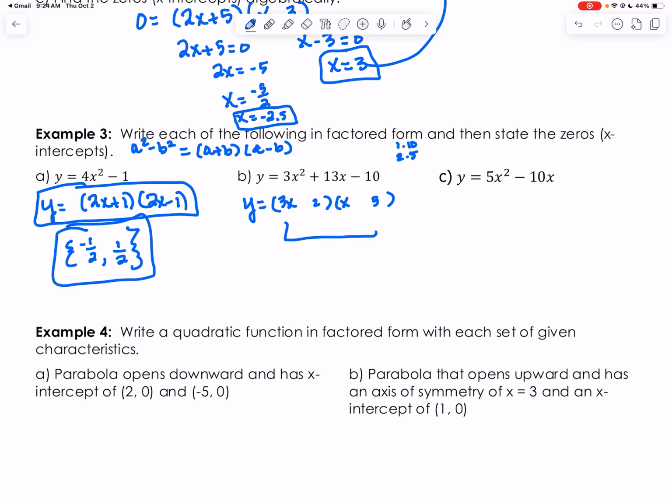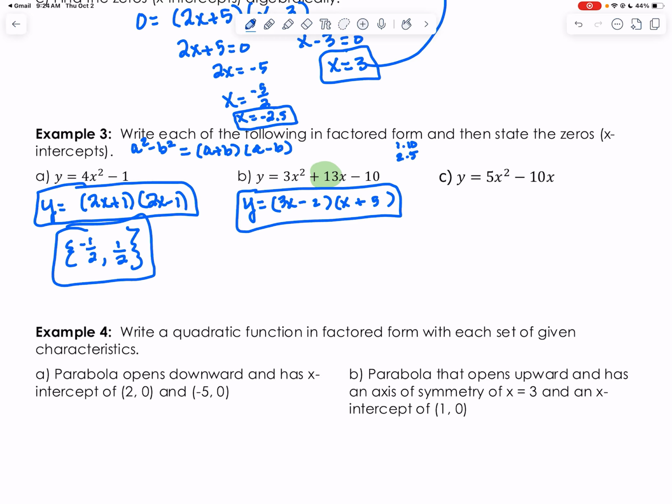If this doesn't work, I'll switch it and use 5, 2. So when I multiply my outside term, I get 15x. And when I multiply the inside terms, I get 2x. Now, I'm trying to obtain a positive 13. And so I can do that if I make that 2x negative. So this factor needs to become negative. This factor needs to become positive. Okay. Now, let's delete that so that I can now box in my first answer. The factored form of this function is y equals 3x minus 2 times x plus 5.